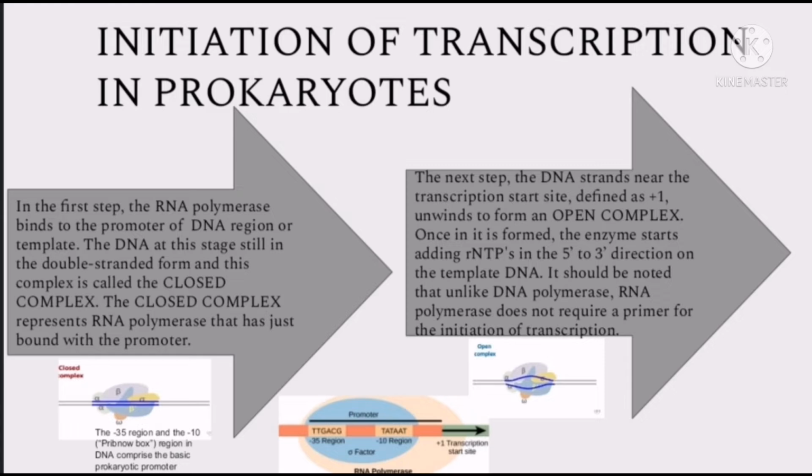In the next step, the DNA strands near the transcription start site, defined as positive 1, unwind to form an open complex. Once it is formed, the enzyme starts adding rNTPs in the 5 to 3 direction on the template DNA. It should be noted that unlike DNA polymerase, RNA polymerase does not require a primer for the initiation of transcription. Open complex forms during the transcription stage of protein synthesis after the less stable closed complex.